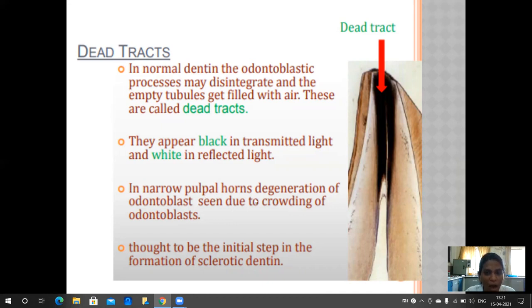In narrow pulp horns, degeneration of odontoblasts is seen due to crowding of odontoblasts, thought to be the initial step in the formation of sclerotic dentin. These dead tracts are the initial step in the formation of sclerotic dentin. In this picture, these are the dead tracts. They are black in transmitted light and white in reflected light.